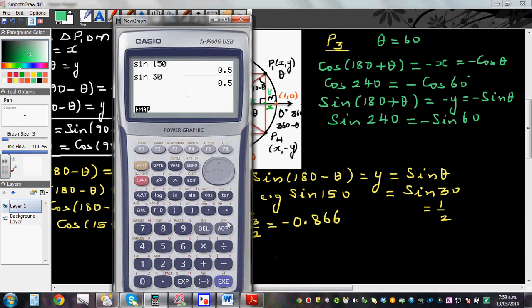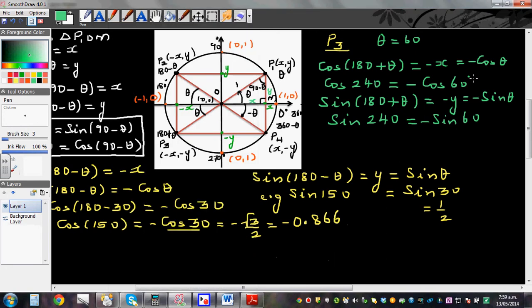Okay, so let's do it. First let's do cos 240. 240 is minus 0.5, and if you go minus cos 60, that will also be minus 0.5. Sine 60 is root 3 over 2, so this will be minus 0.866. So if you go sine of 240, it would be minus 0.866. And if you go minus sine 60, that will be the same result. Okay, so in this case it is minus 0.5, and here it is minus 0.866.